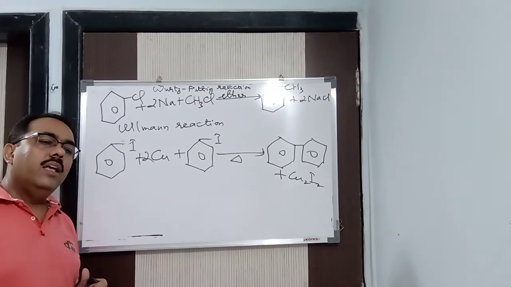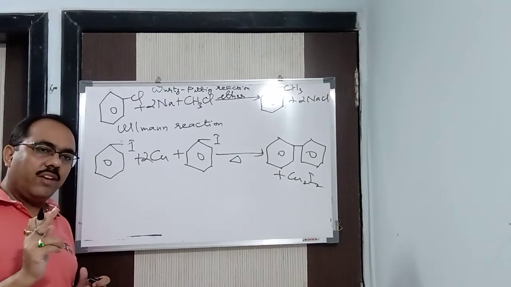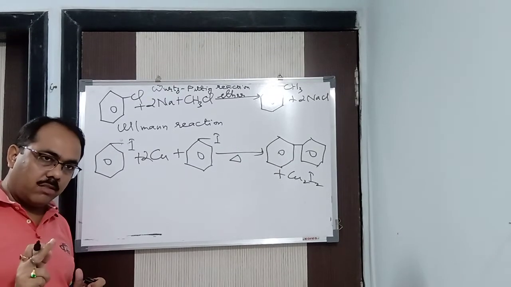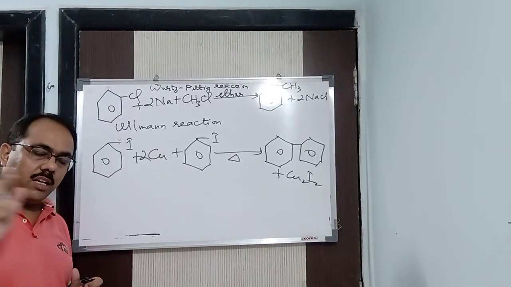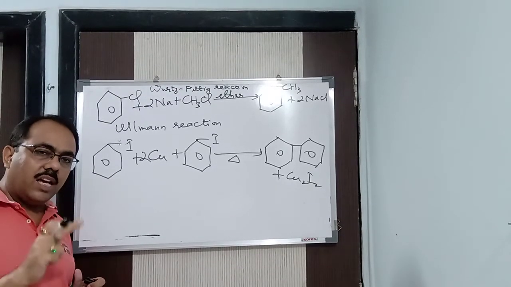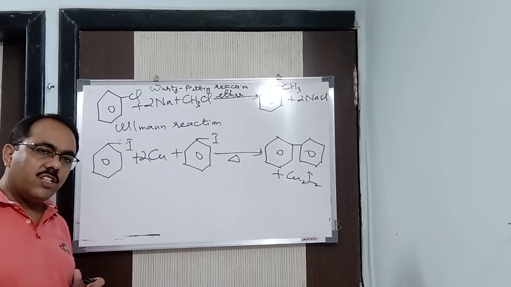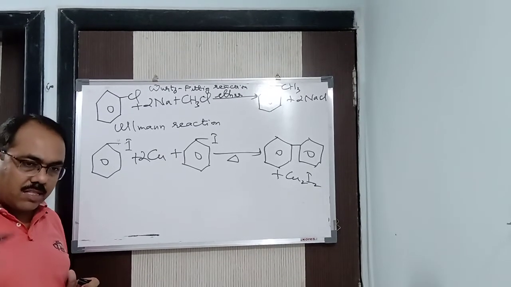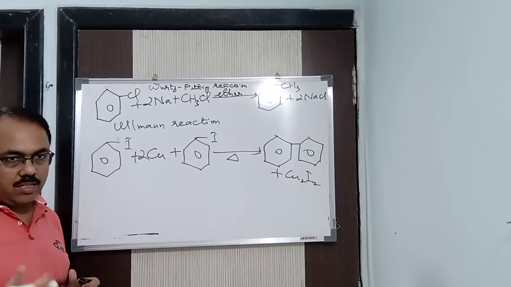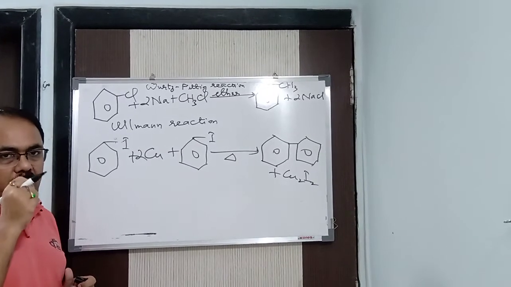Now how do you get them? Remember, you have studied in class 11, the halogenation of alkanes. CH4 plus Cl2, what do you get? CH3Cl plus HCl in presence of UV light. Then CH3Cl plus Cl2, what will you get? CH2Cl2. Correspondingly, you will be getting CHCl3 and CCl4 respectively. So these are polyhalogen compounds.